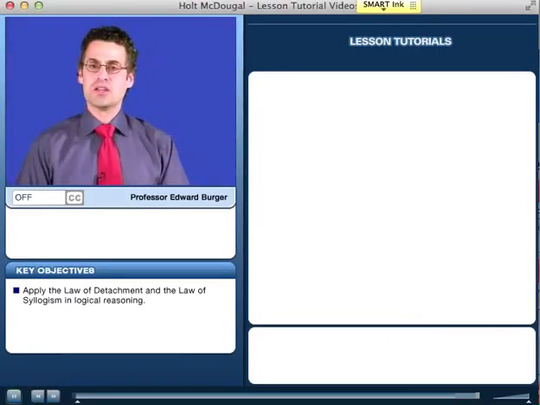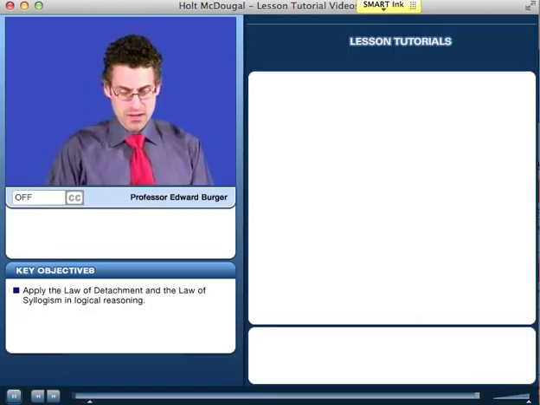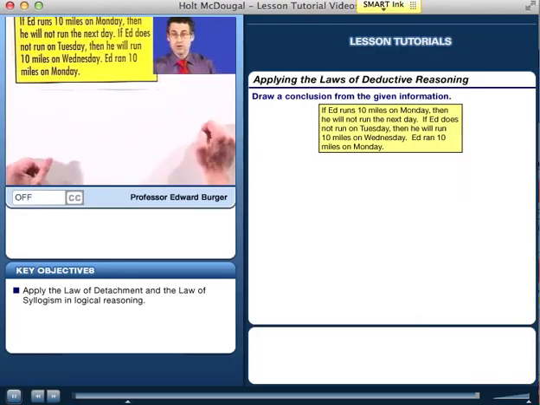All right, let's take a look at a collection of statements and see what we can conclude using the laws of logic that we've developed so far. So here's a collection of statements. If Ed runs 10 miles on Monday, then he will not run the next day. We're also given that if Ed does not run on Tuesday, then he will run 10 miles on Wednesday. And finally, we're told that Ed ran 10 miles on Monday. Now, what can we conclude?